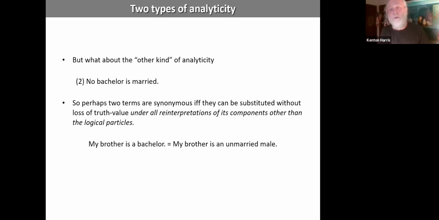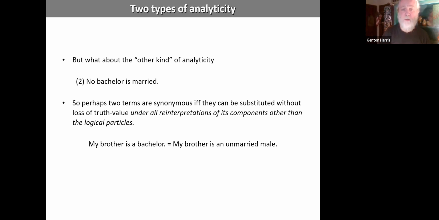But what about the other kind of analyticity? No bachelor is unmarried. I've kind of gone through this already, but let's back up just a moment. The unproblematic is no X is a non-X. But now when I'm not using exactly the same terms and I'm using different words, then I'm not going to get the kind of logical necessity that you get with the logical tautologies that he finds unproblematic. No bachelor is married, he takes to be more problematic, okay?